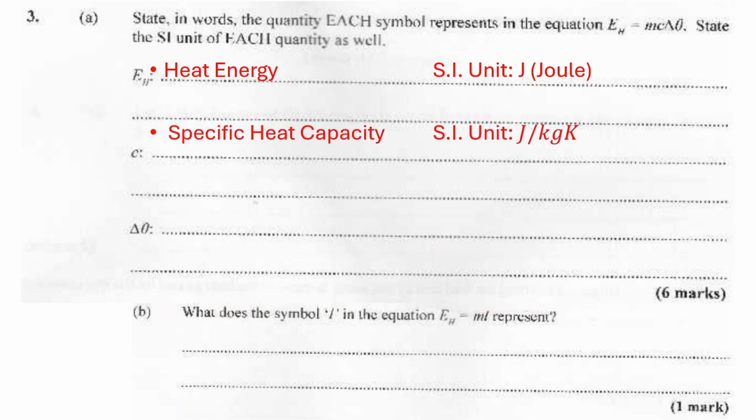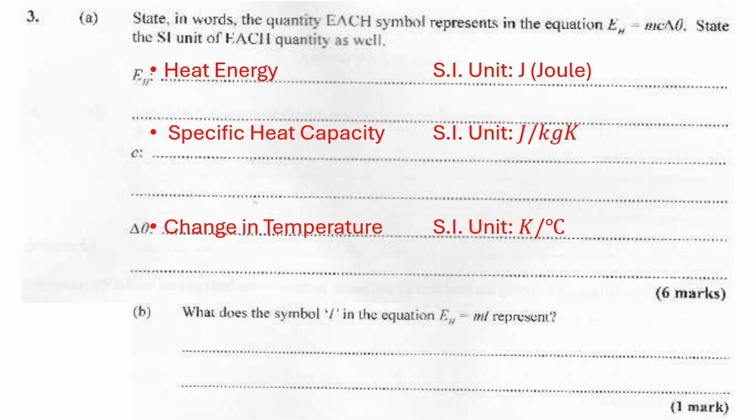Small c, that is the specific heat capacity, and its SI unit is joules per kilogram Kelvin, or you could also have joules per kilogram degree Celsius. And delta theta, that is the change in temperature, and its SI unit is simply the Kelvin or degree Celsius.